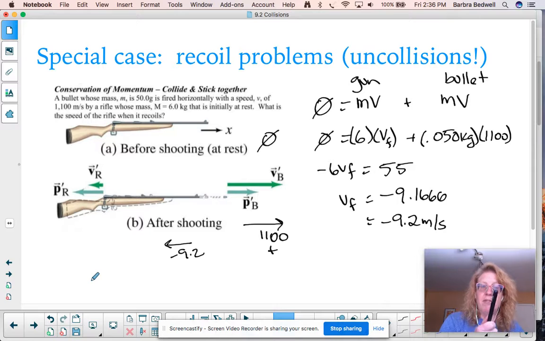Be very careful about dealing with positive and negative signs of your velocities. If they're going opposite directions, you have to assign that negative sign. That's a really important part. The algebra itself is actually pretty straightforward as long as you pay attention to your signs. So again, these collision problems are always about conservation of momentum. Initial momentum equals final total momentum.